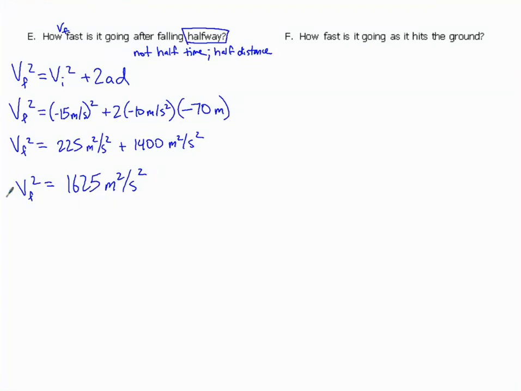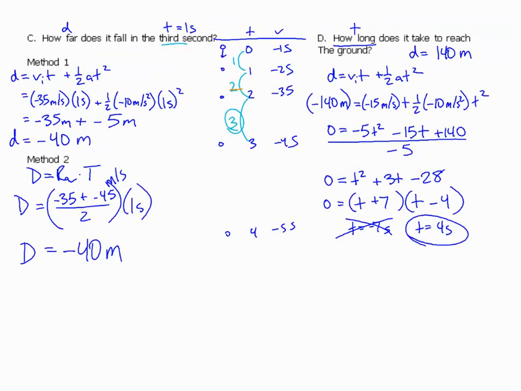Take the square root of everything, and that will give us final velocity equals the square root of 1,625, 40.31, and that's meters per second. And so at this point, it is going 40.31 meters per second. So if I were going to look back at this little diagram that we drew, the halfway point is probably somewhere right here.